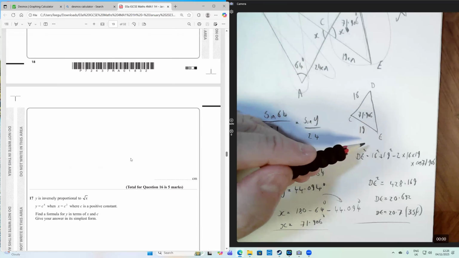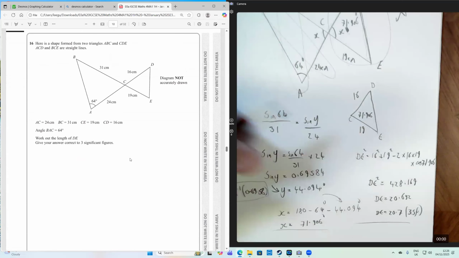How many marks is this? Oh, it's worth 5 marks. So a good number of marks for this question.